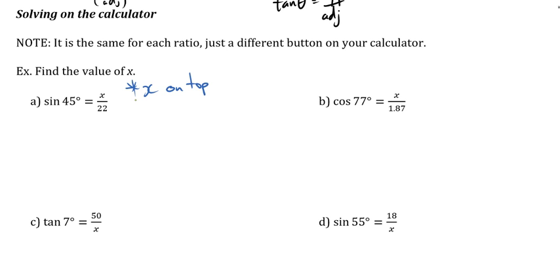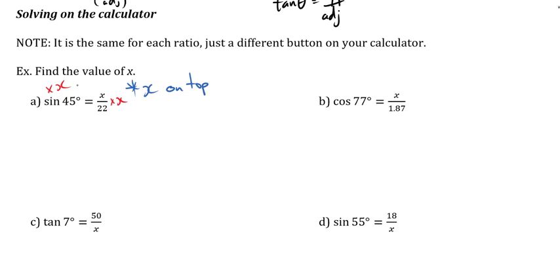So when I've done all of this work and I've set this up, and I notice, oh, this is the one with X on top. So how do we solve with X on top? Well, it's just like a normal equation where I'm trying to isolate X. So how do I get rid of the 22? Move it away from the X just by multiplying both sides times X.